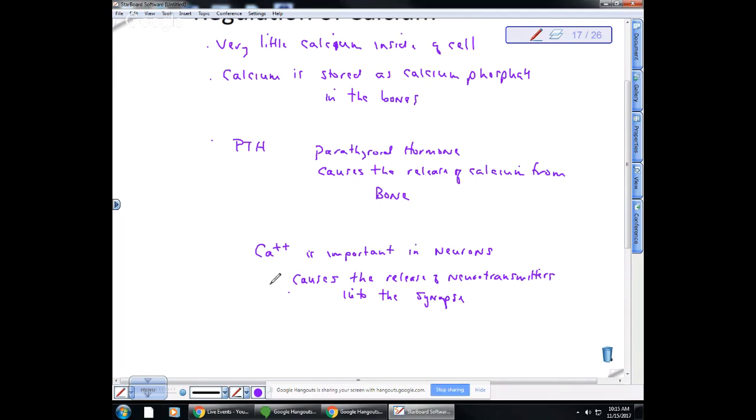Okay, so if calcium levels are too low, you would have hypocalcemia, with a C instead of a K, and there's another C in there. So hypocalcemia would be that you have too low of calcium levels. And so this is going to inhibit the transmission of an impulse from one neuron to the next. Okay.